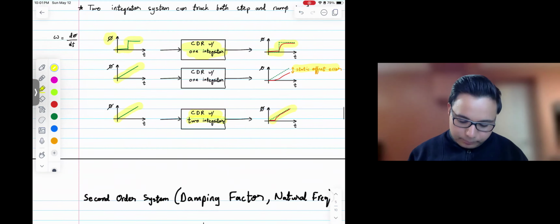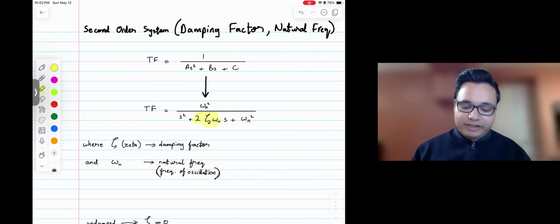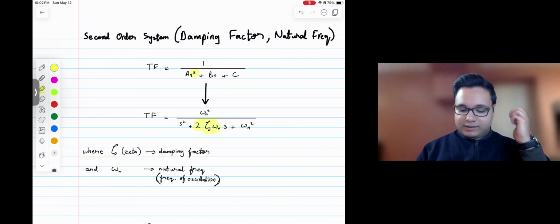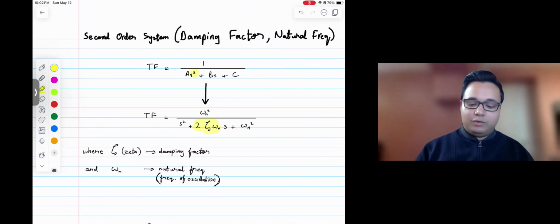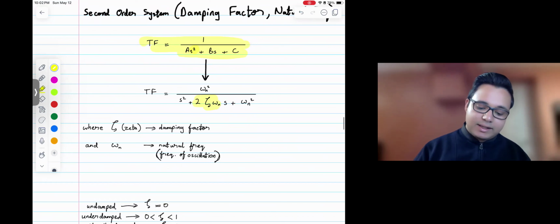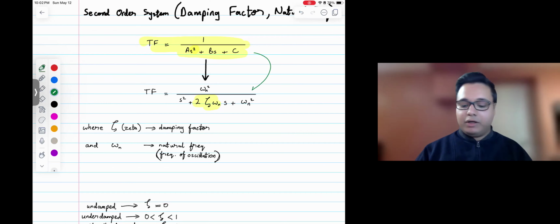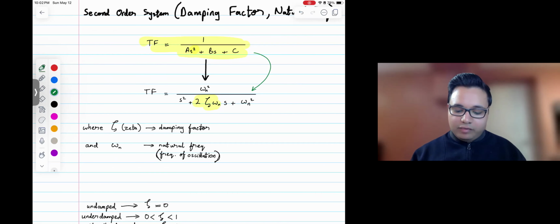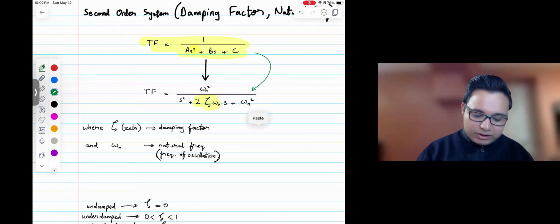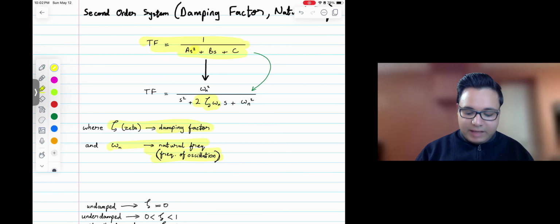Okay, so let's look at the damping factor and natural frequency of a second order system. So second order system, because S has a power of 2, and this system would have 2 poles as seen in this transfer function. Now these poles might be real or complex, but the idea is that you can write this transfer function in the form of omega n, which we call the natural frequency or frequency of oscillation, and zeta, which is the damping factor.